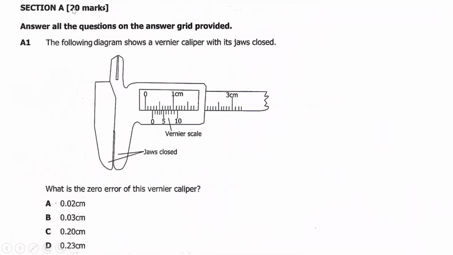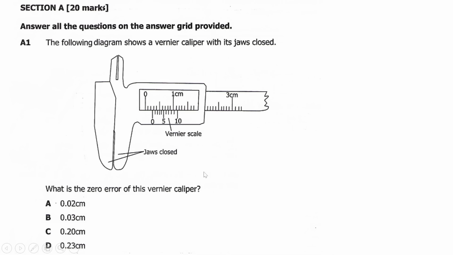Okay, so section A, 20 marks, meaning that section A of science paper 1 consists of 20 multiple choice questions, of which each question carries 1 mark. It reads, answer all the questions on the answer grid provided. A1, the following diagram shows a vernier caliper with its jaws closed.